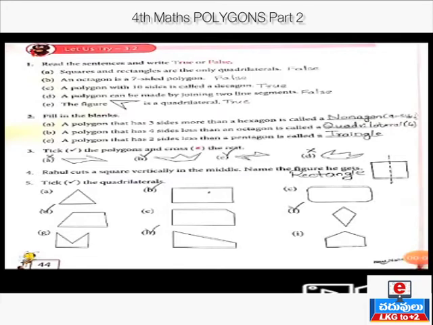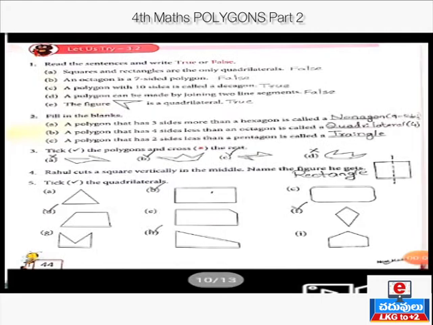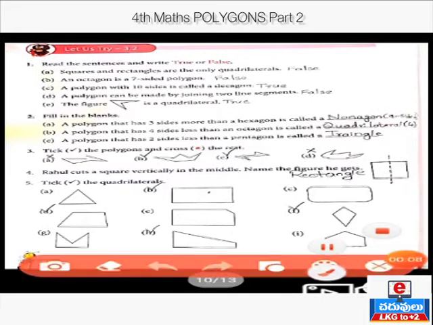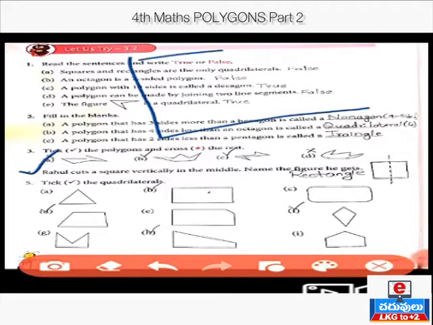This is a continuation of the first video. Now I will explain the fourth bit. Rahul cuts a square vertically in the middle. First I will draw the square. Rahul cut a square vertically in the middle.